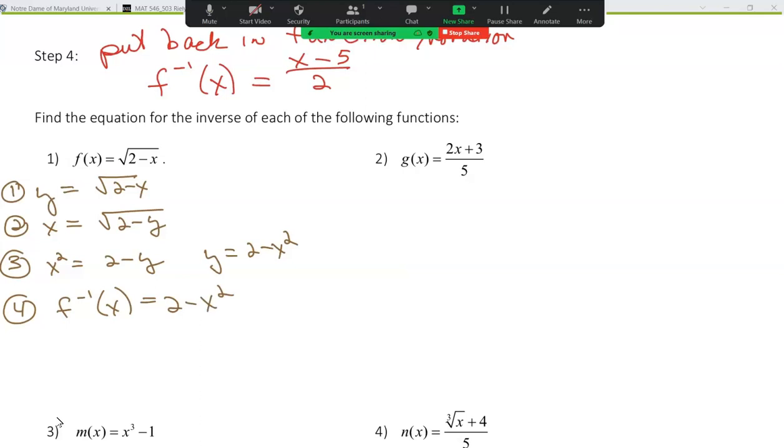Okay, so I'm doing this quickly. You don't have to do it quickly. You can think it through slowly so that you understand it. Okay, my first step, y equals 2x plus 3 over 5. My second step, switch.